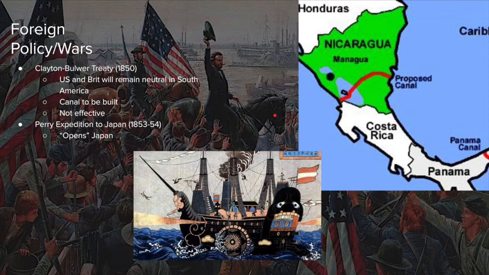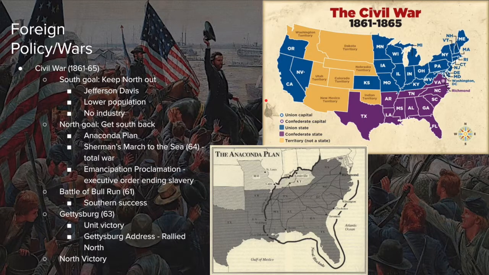And America will, in quotes, open Japan. Japan was already trading with Asia, but they're going to open Japan to the west. So again, this is kind of a boost to American military and nationalism. Now, obviously, we got to hit the Civil War, right? That's kind of the key of this unit.